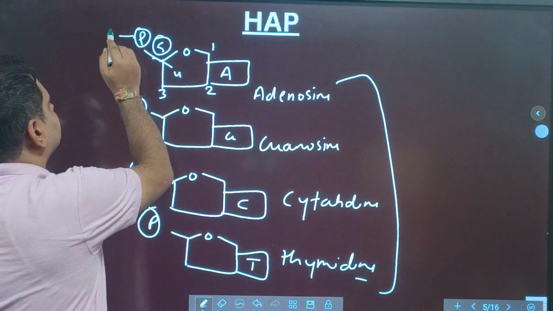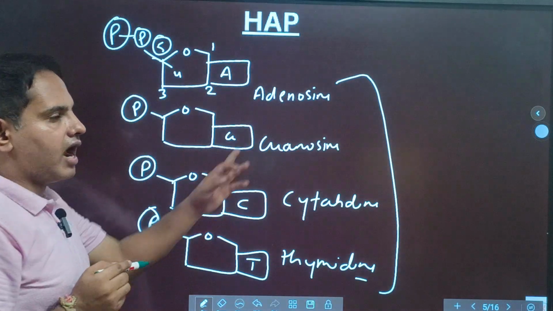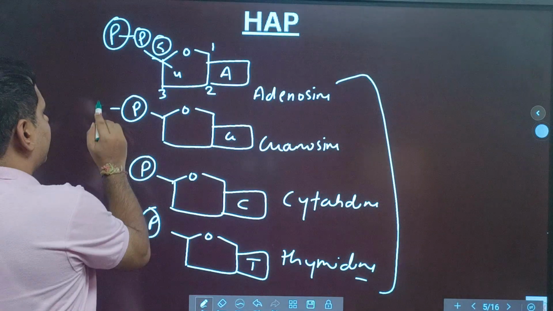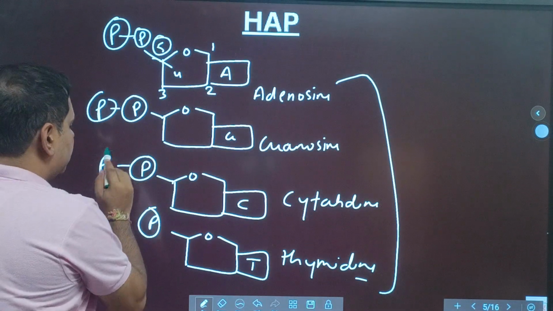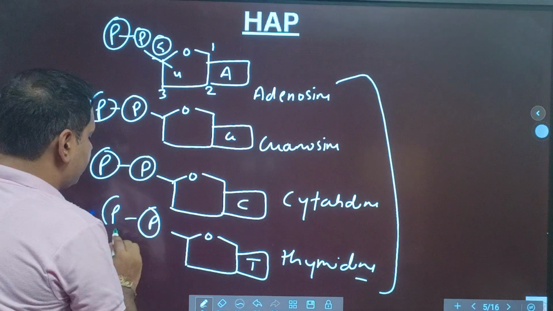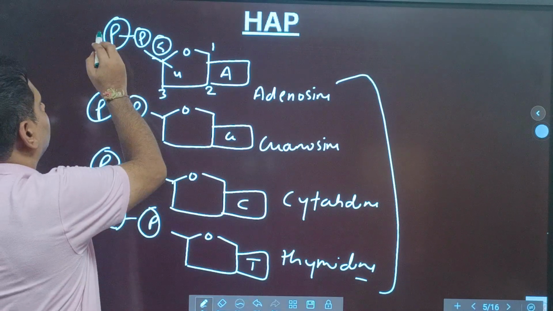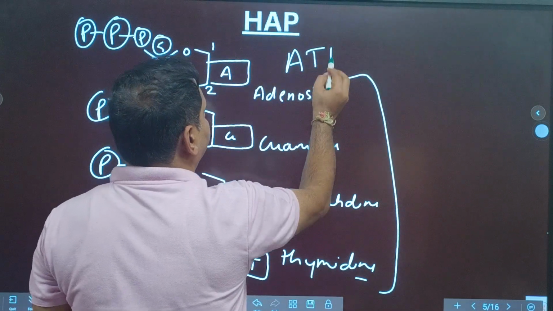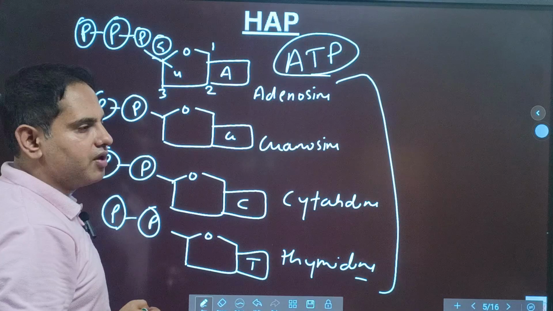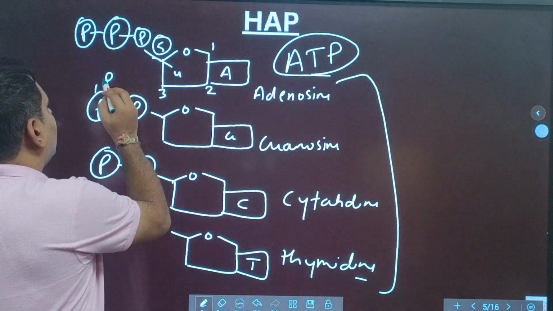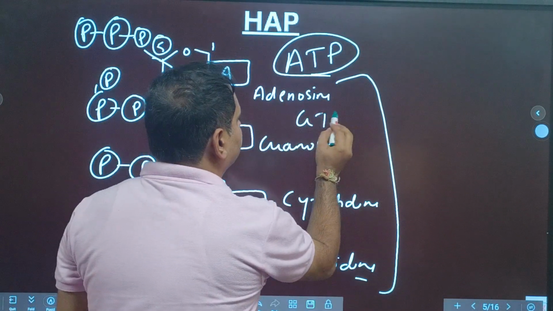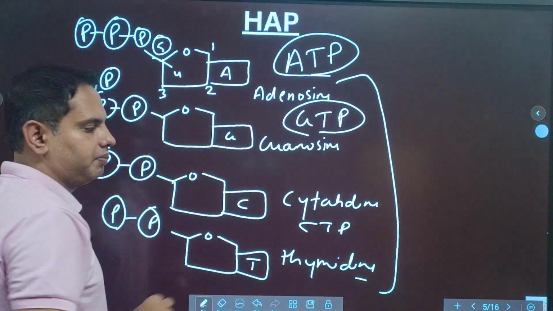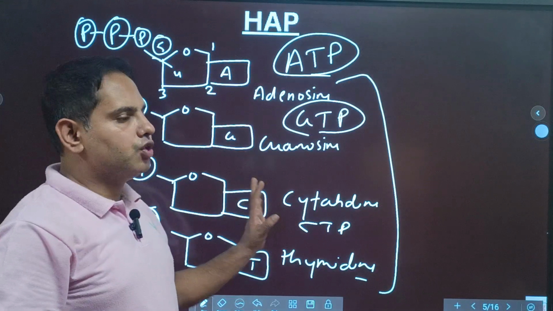If two phosphate molecules are attached, it will be called adenosine diphosphate, guanosine diphosphate, right? And cytidine diphosphate, thymidine diphosphate. If three molecules are attached, it becomes adenosine triphosphate, and that is your ATP, right? Adenosine triphosphate. Here, one more molecule attached becomes GTP, guanosine triphosphate, like CTP, TTP. So this is the nucleotide, right?